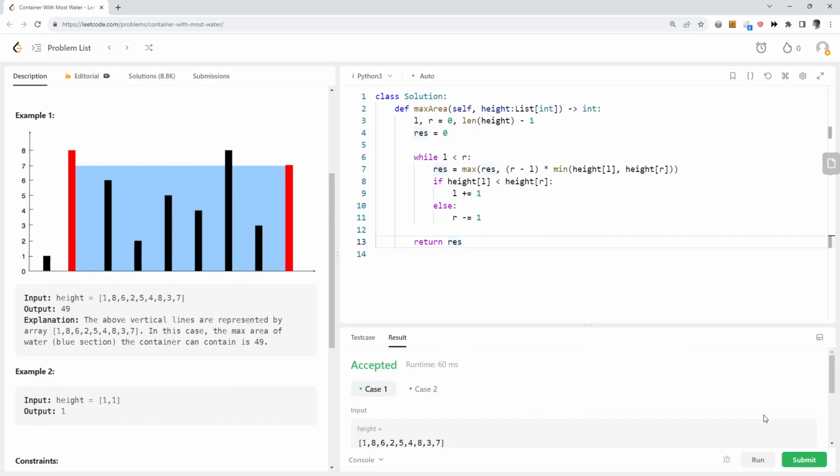Let's give it a run, and it passes with flying colors.